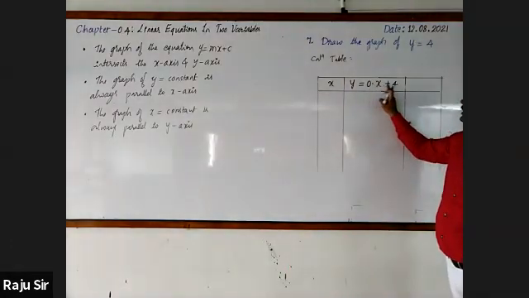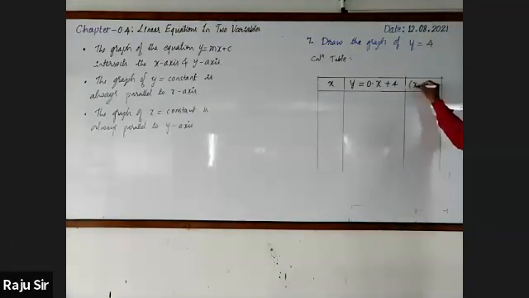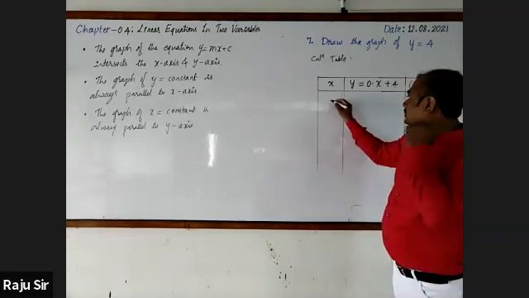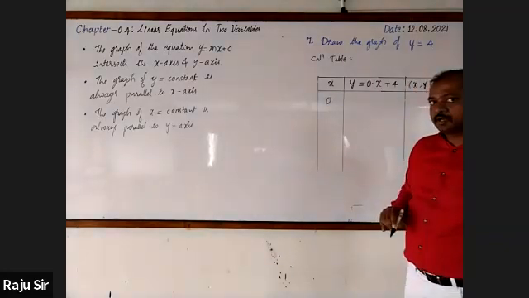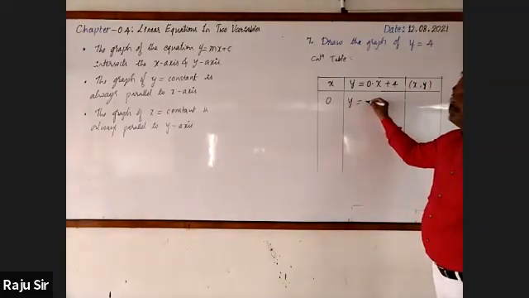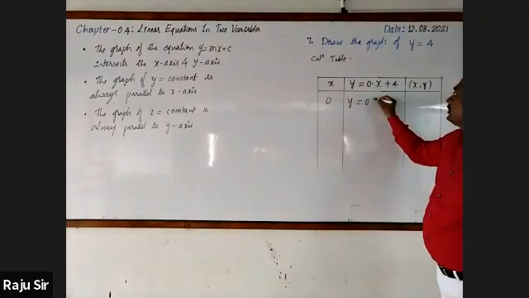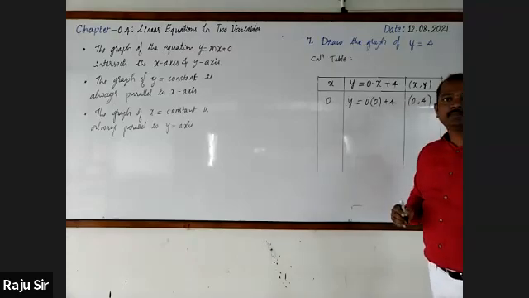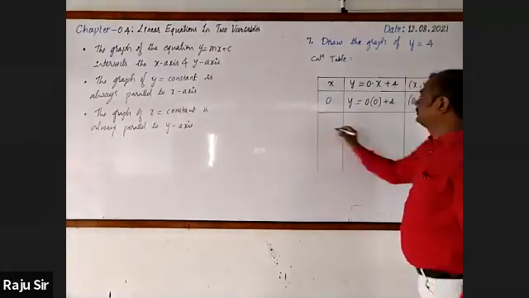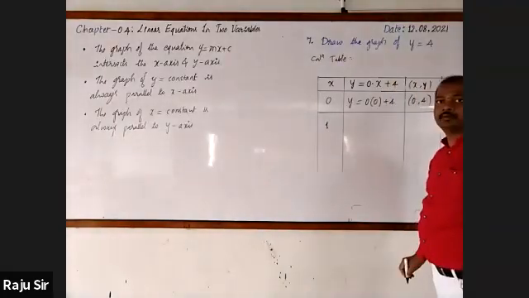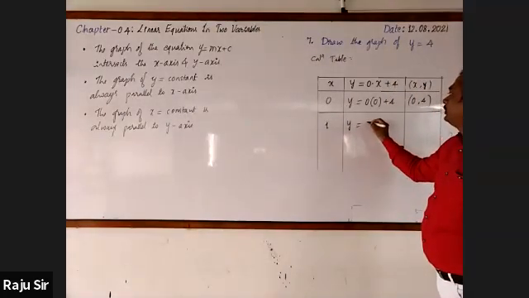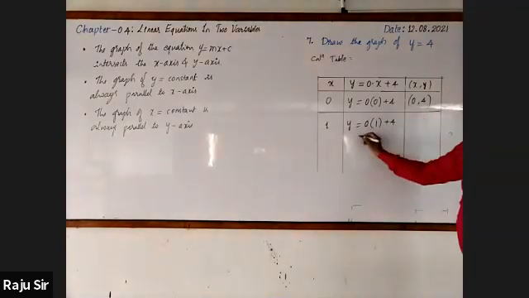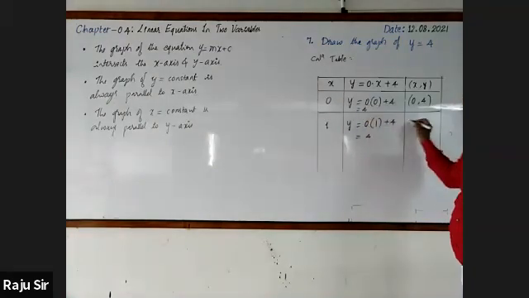0 into x plus 4. Then here x comma y. Take x as 0. y equal to 0 into 0 plus 4, so 0 comma 4. Next, take 1. y equal to 0 into 1 plus 4, so 1 comma 4.